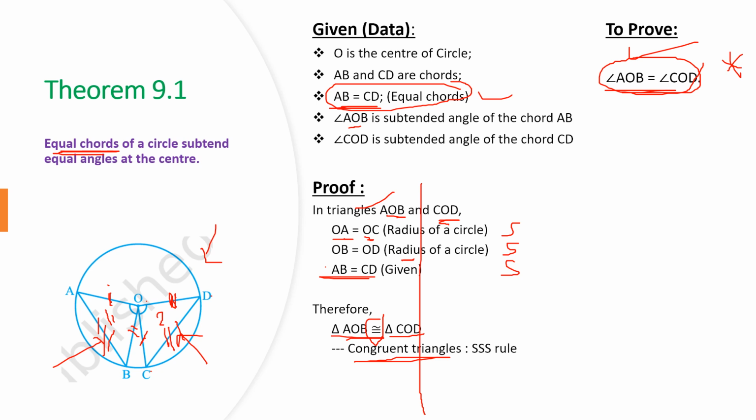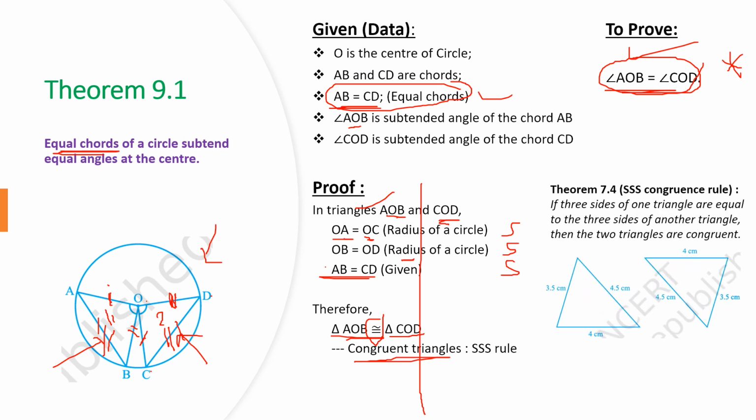The takeaway is that we proved these two triangles are congruent, and the congruency rule is SSS, the side-side-side rule. We proved that all three sides of one triangle are equal to the corresponding three sides of the other triangle. By this SSS congruency rule, triangle AOB is congruent to triangle COD.